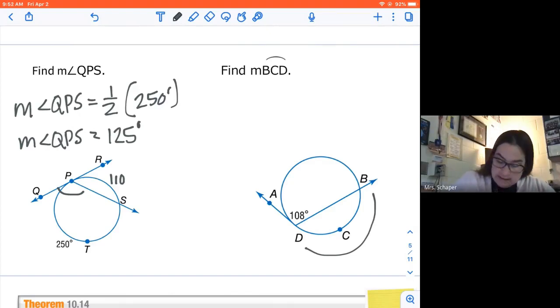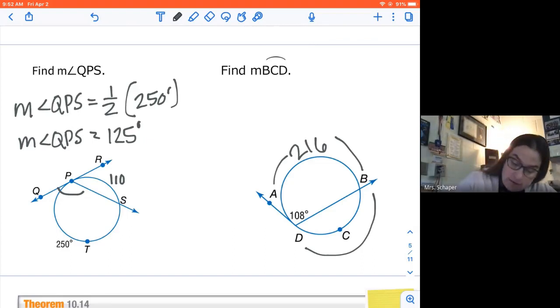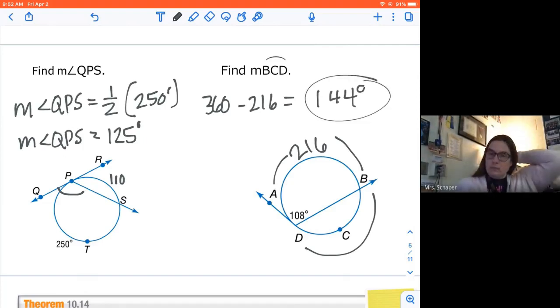Well, we know that angle ADB is 108, which makes this 216. And we know together arc AB and arc BCD are equal to 360 degrees. So I'm going to take 360 minus 216, and I'm going to get 144 degrees.